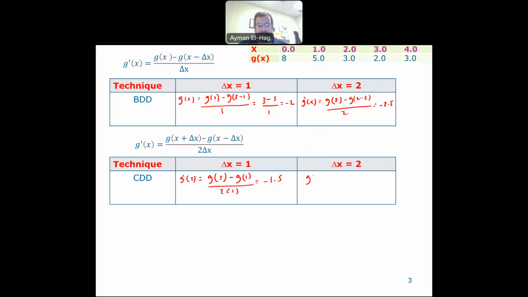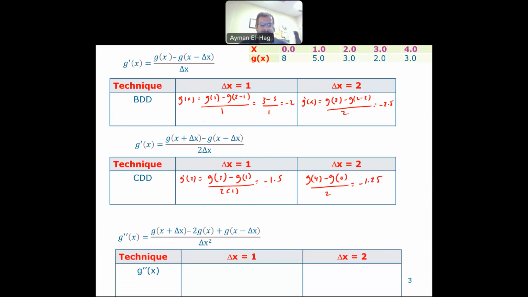For delta x equal to 2, it will be g of 2 plus 2, so it is 4, minus g of 2 minus 2, which is 0, divided by 2. And when you substitute the values from the table, you will get minus 1.225. Now, let's move to the second derivative. This is the formula that I referred to in the question. As I said, the derivation of this formula has been explained well in the notes, and I will keep, as I mentioned, the link for that. Now here, the g double prime.